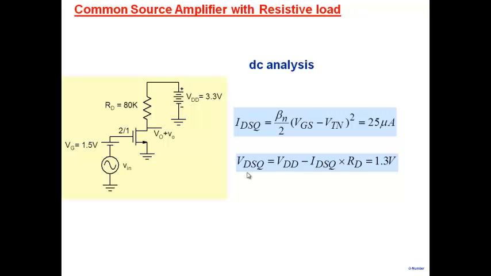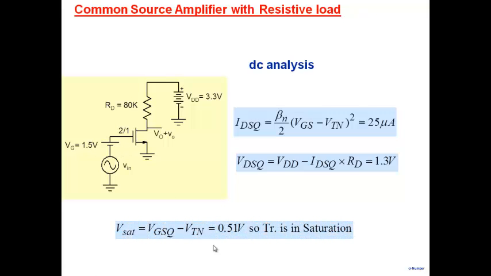Now, of course, at this point what you need to do is verify that the transistor is indeed in saturation region. So you calculate the saturation voltage, and the saturation voltage, you know, is VGS minus VT. VGS is 1.5 and VT is 1 volt for us. So the saturation voltage is 0.5, and 1.3 of course is larger than the saturation voltage. So the transistor is in saturation and therefore our DC analysis is complete. We know the bias current and we know the voltage across this particular transistor, and we have verified that the transistor is in saturation region.